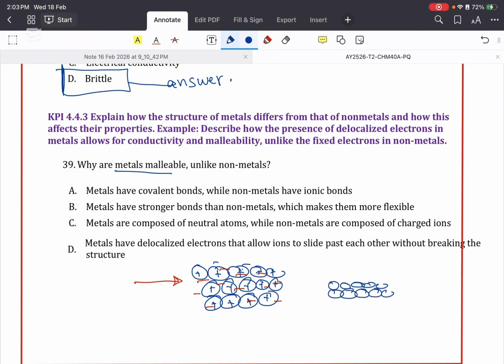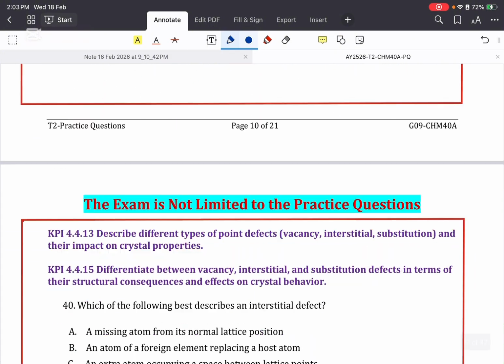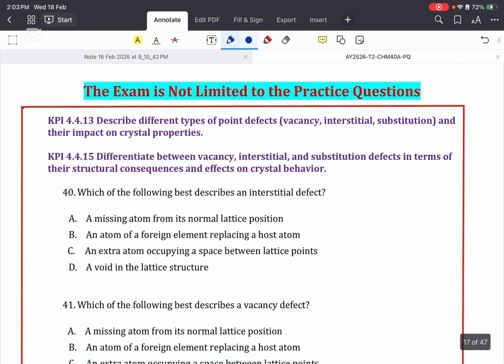So this portion here might go like that, but they will keep their structure. They will hold their structure. Okay? So it's because of the delocalized electrons that allows the positive metals to slide past each other without breaking the structure. Moving on. Which of the following best describes an interstitial defect?